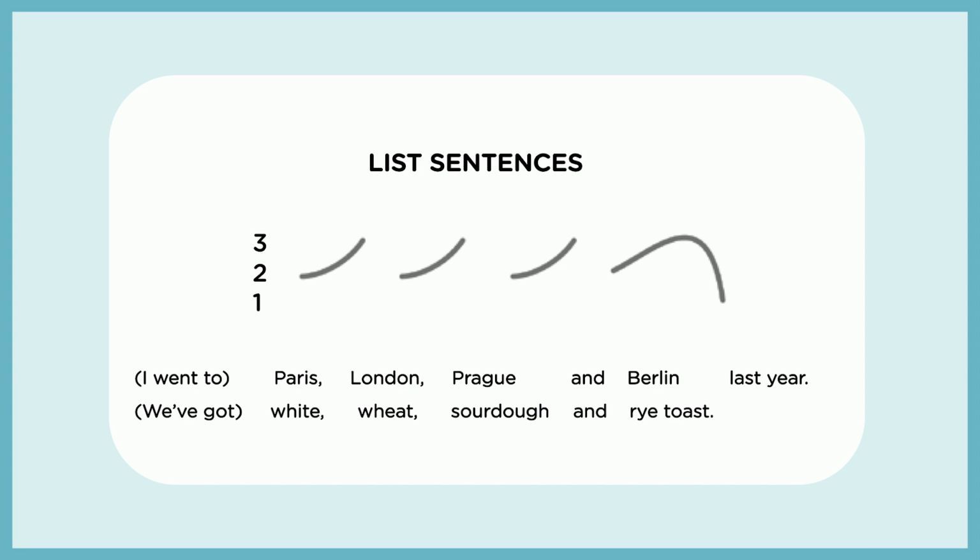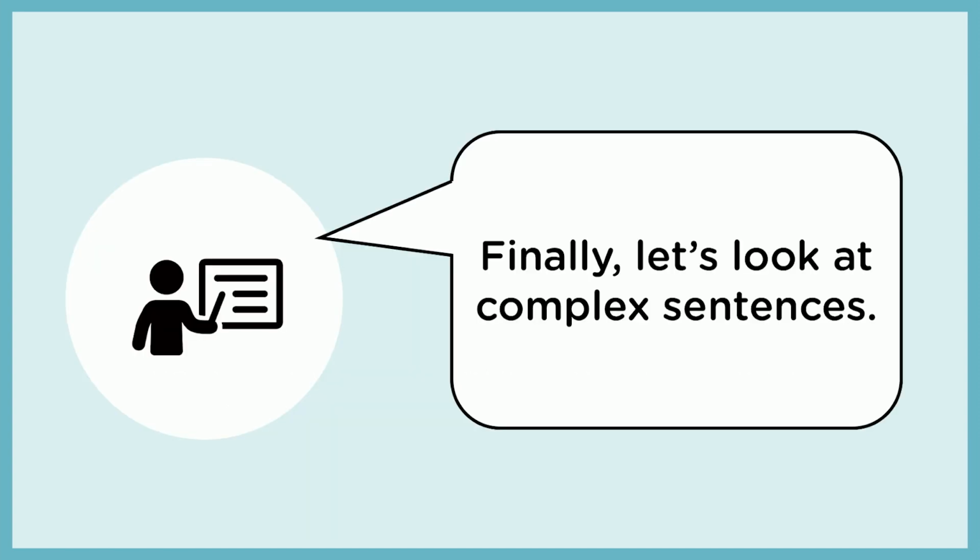Another example. You want to do the honors? Yes. We've got white, wheat, sourdough, and rye toast. Lovely. So remember, the trick is up, up, up, up, up. And then the final part of your list, you pull it down gently.